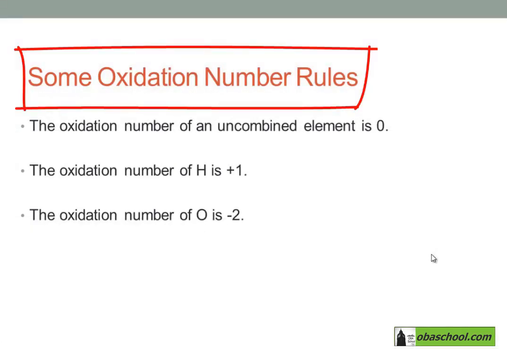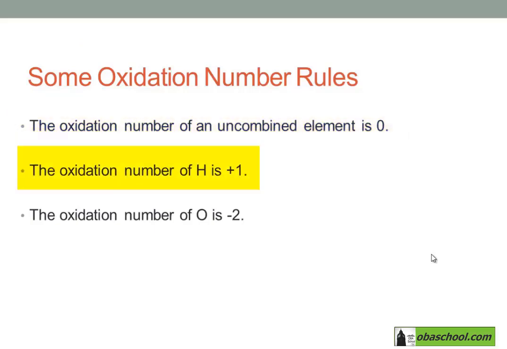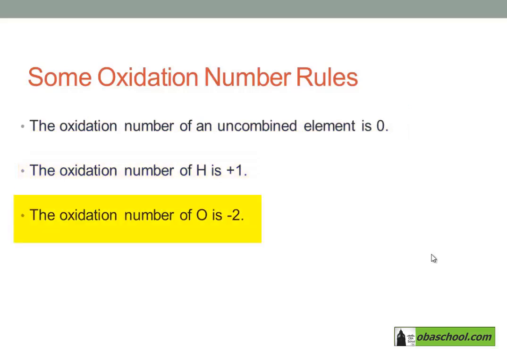We will now look at some rules for assigning oxidation numbers. The oxidation number of an uncombined element is 0. These are elements that are not part of compounds. The oxidation number of hydrogen is +1, and the oxidation number of oxygen is -2.